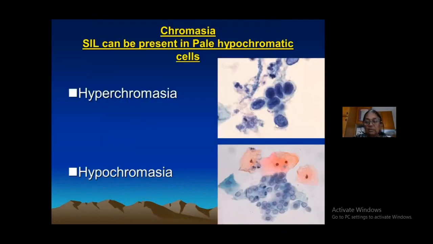Chromasia. Chromasia can be hypo or hyperchromasia. So even a hypochromatic nucleus can be SIL, and try to see again chromatin distribution irregularity in that. If it's irregular, then it's SIL.